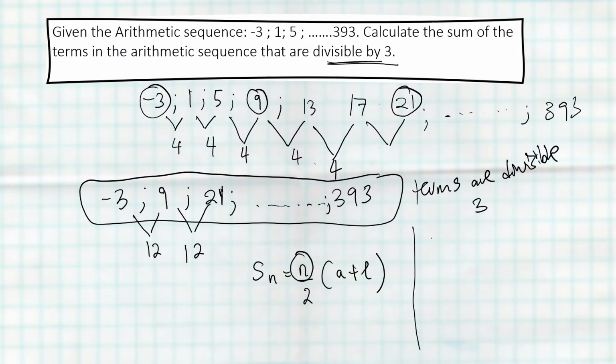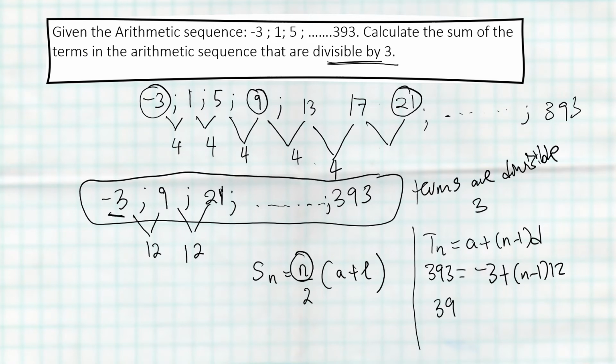To get the number of terms, we can use Tn = a + (n - 1)d. Our Tn is the last term, which is 393. Our a is the first term, which is minus 3, plus (n - 1) times the difference of 12. So 393 plus 3 is 396. If I divide by 12, I'll be left with n minus 1. 396 divided by 12 gives me 33. 33 plus 1 gives me n, which is 34. So there are 34 terms in this sequence that are divisible by 3.